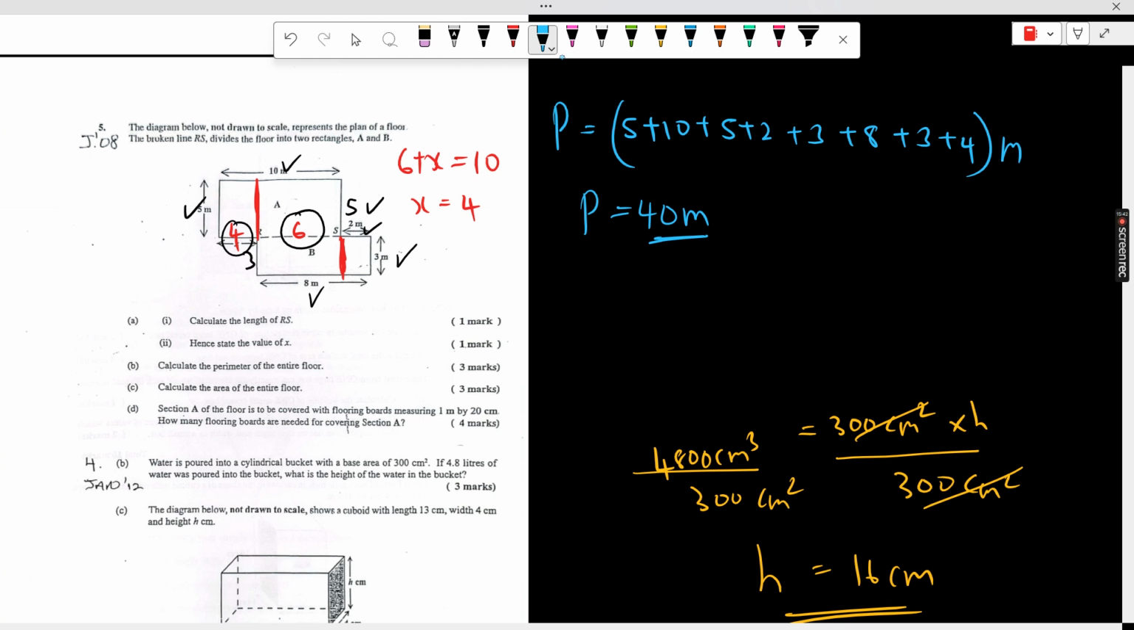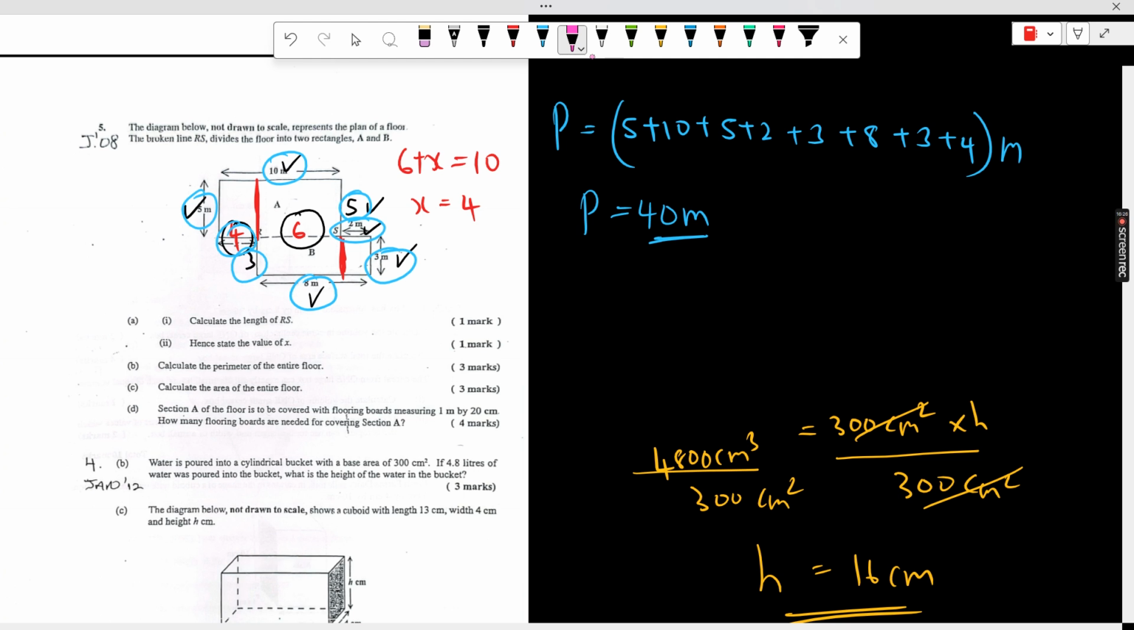52? That sounds like you added some things twice or added something you should not. So we have 5, the 10, this 5 again, this 2, this 3, this 8, this 3, this 4. Those are the only things we're supposed to add. Remember, perimeter is a distance around. So this 6, even though we're asked to find the value, cannot be included in the perimeter because it's not on the border or boundary of the shape. You understand? Yes, sir. So make a little correction. All right, sir. So the perimeter P will be equal to 40 meters.